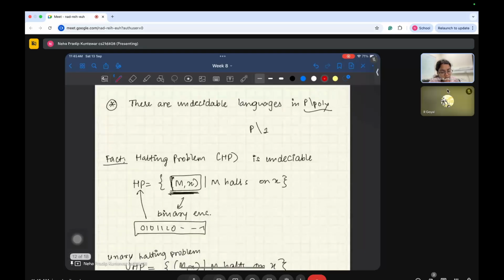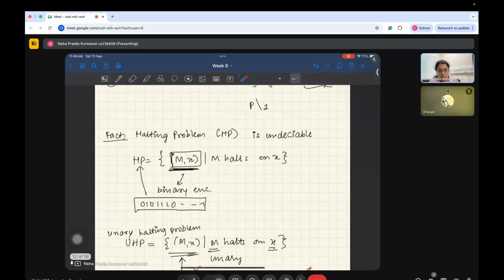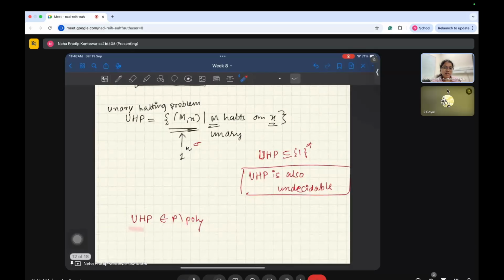Now what we'll do is think of, okay, so we want to show that UHP is in P slash poly. That would mean that there's an undecidable language in P slash poly. Okay, so what is the advice that we would give? It's not even poly, it's only one bit of advice that you need to give.